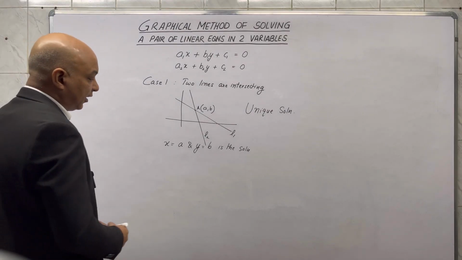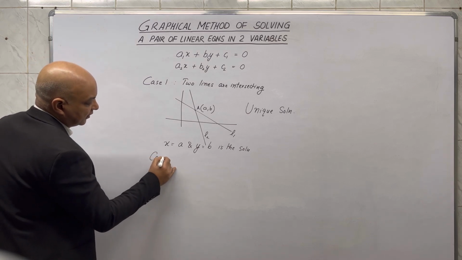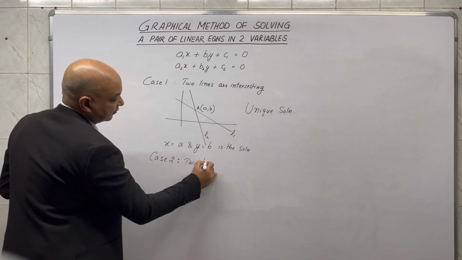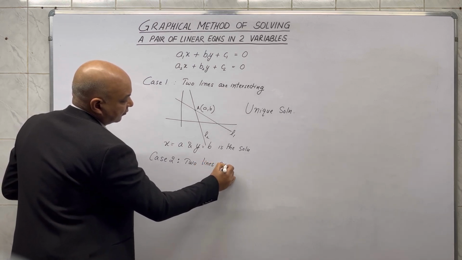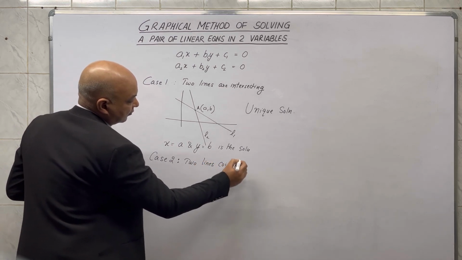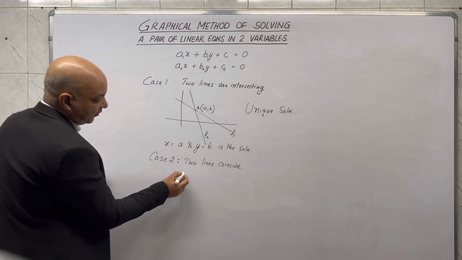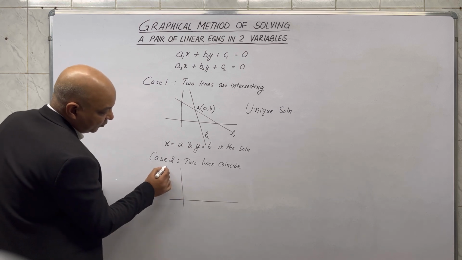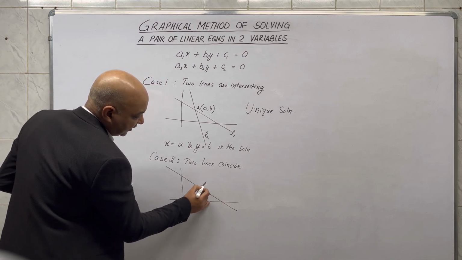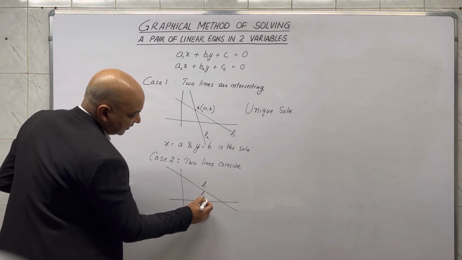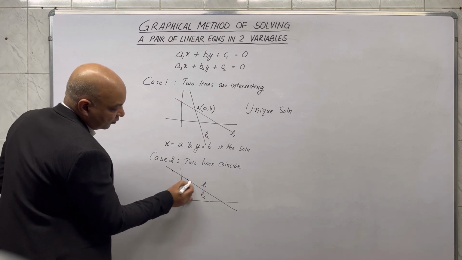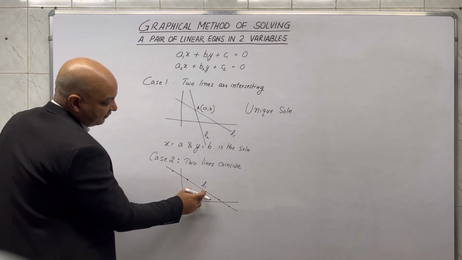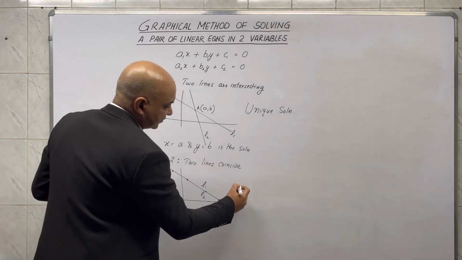Then case 2 can be that the two lines coincide with each other. Now, the graph of such a situation will be that you will be getting only one line representing both L1 as well as L2. Here we have got infinitely many solutions.